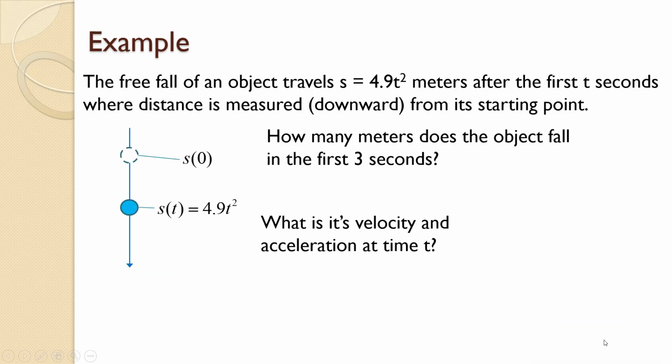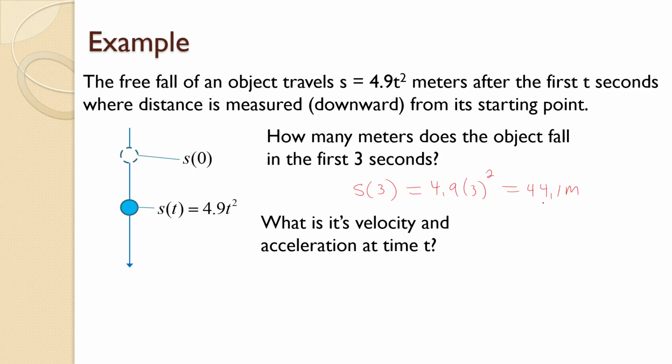All right, let's look at a very, very simple numerical example. Let's suppose you have an object that's in free fall. It travels 4.9 times t squared meters just after the first t seconds, where distance is measured downwards from its starting point. So the positive direction is down. How many meters does it fall in the first 3 seconds? Well, that's just found by evaluating the s function at 3. So that would be 4.9 times 3 squared, and that would then be 44.1 meters. That's how far it falls.